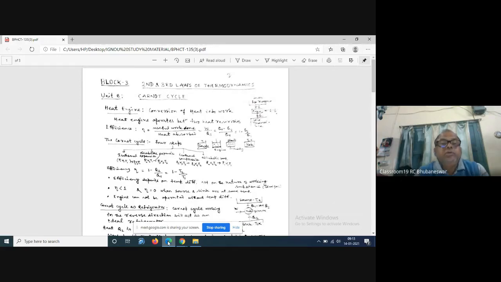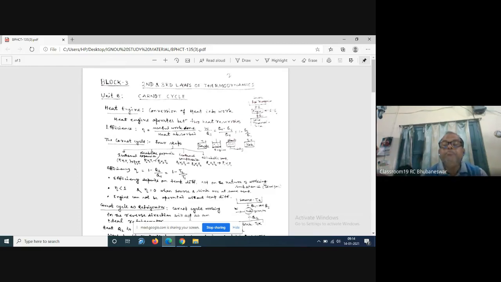So before going to the Carnot cycle, we learn about the heat engine. What is the role of a heat engine? It converts heat into work. How can we convert heat into work? It needs an engine. The basic components of the heat engine are the source or hot reservoir and a sink, a cold reservoir. The hot reservoir is at a higher temperature, the cold reservoir is at a low temperature.